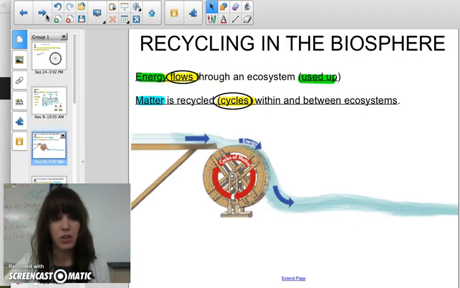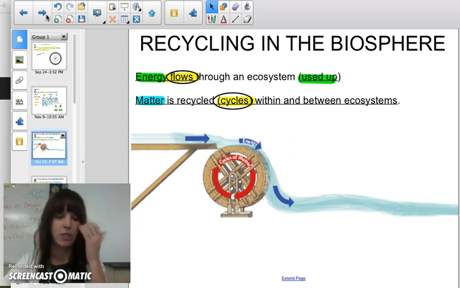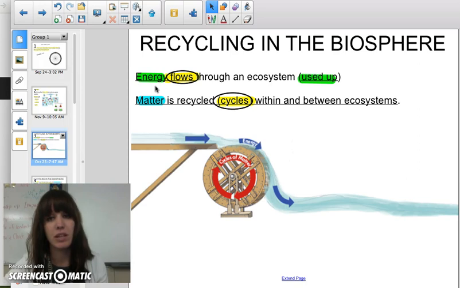So energy, going back to trophic levels, energy flows through an ecosystem. It's used up. So all the producers and consumers within the ecosystem, that is how energy flows through those different trophic levels. Now matter, on the other hand, is recycled or cycled within and between ecosystems. So we'll talk about those different types of cycles of matter.